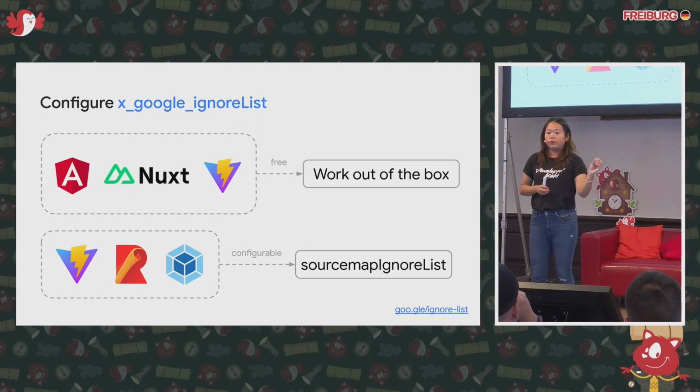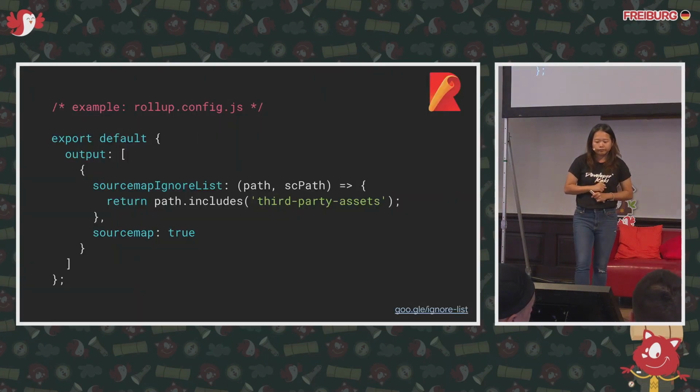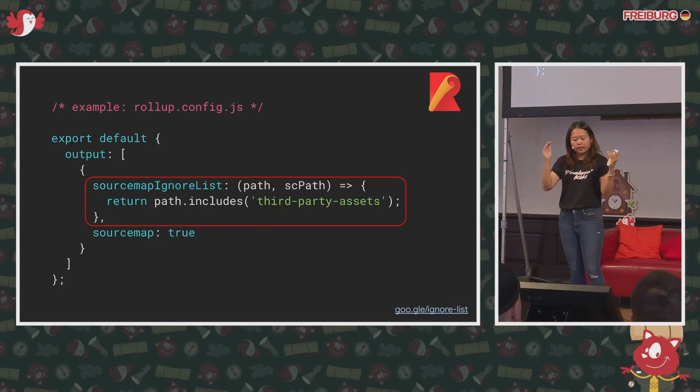For Rollup and Vite, you don't need to install a plugin. The build system itself already supports that. So let me show you an example of Rollup. This is an example of a Rollup config file. What you can do is, in the output, you can use this source map ignore list function and configure it.